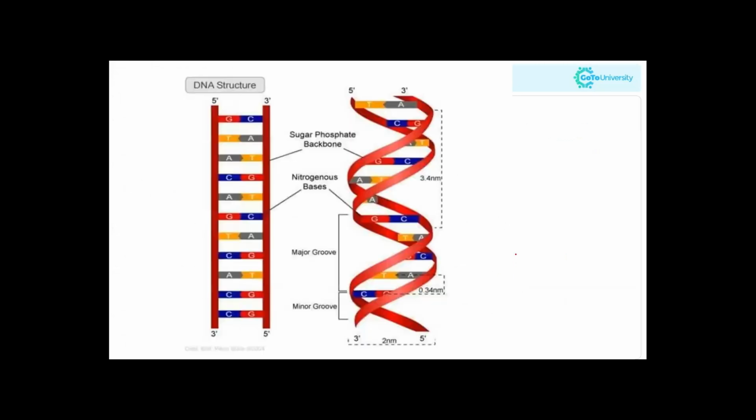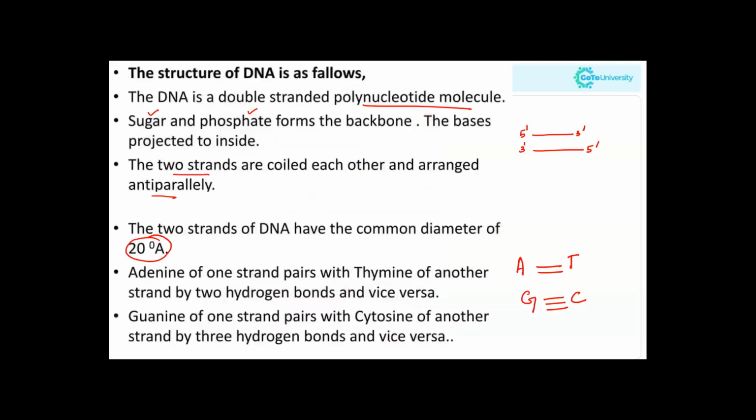Now this is the structure of DNA. Here you can see the nitrogenous bases G, T, A, C paired with the nitrogenous bases in the second strand. They're double stranded, in anti-parallel direction, that is 5' to 3' and the other 3' to 5' end, bonded by hydrogen bonds. And as I mentioned, the diameter is given here as 20 angstrom.